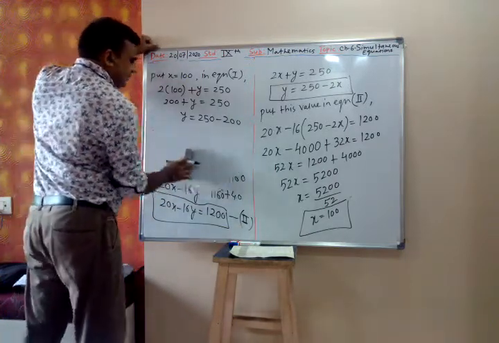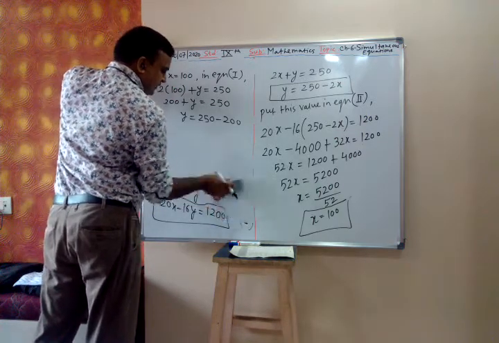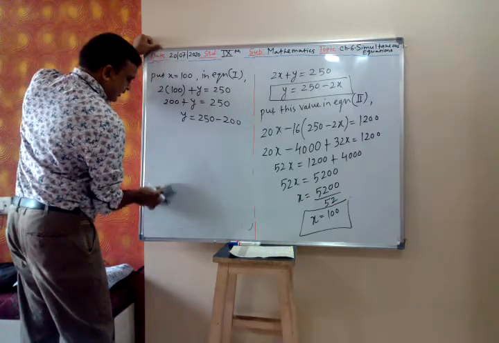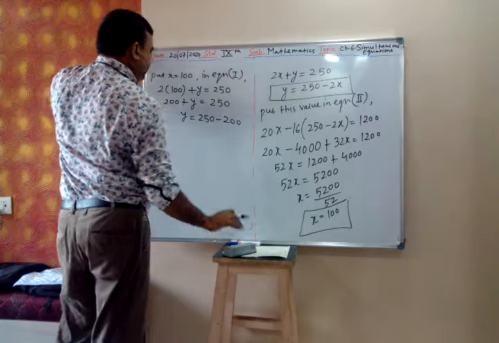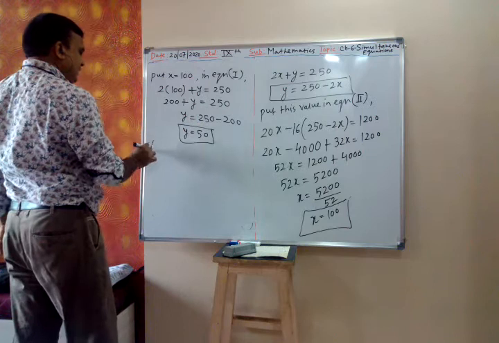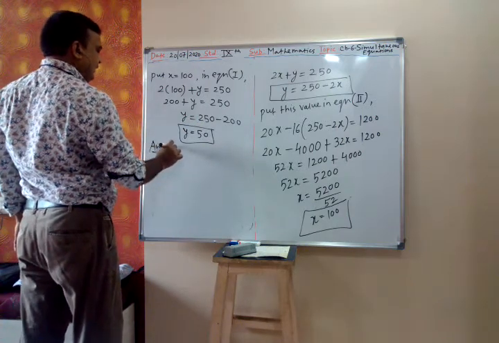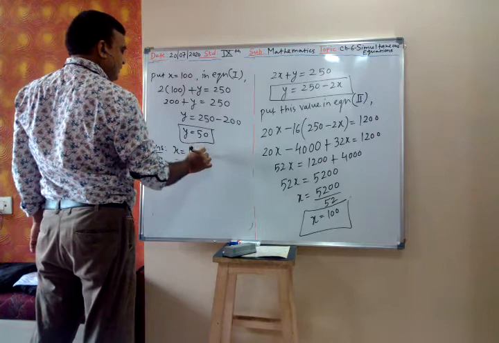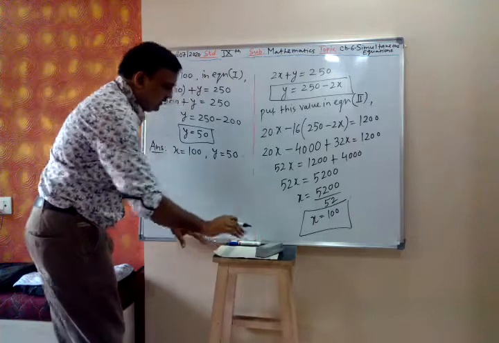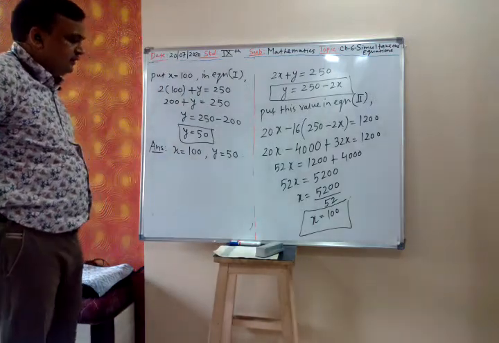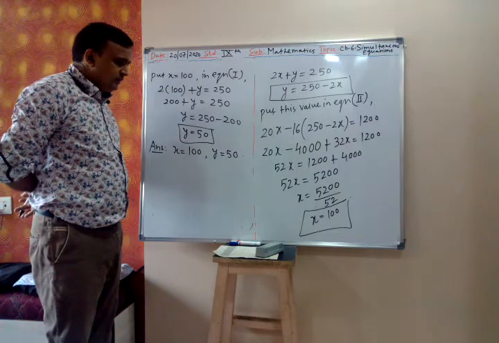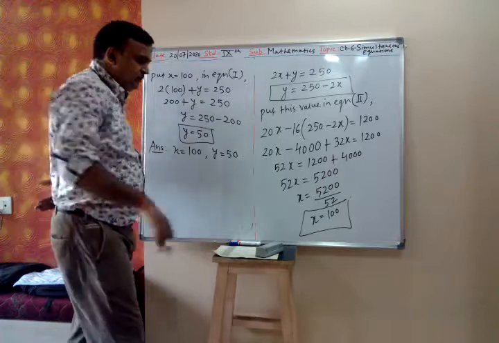So this type of problem can be asked for 4 marks. Elimination by substitution method. So finally we write our answer. Answer is x is equal to 100 and y is equal to 50. This is elimination by substitution method.